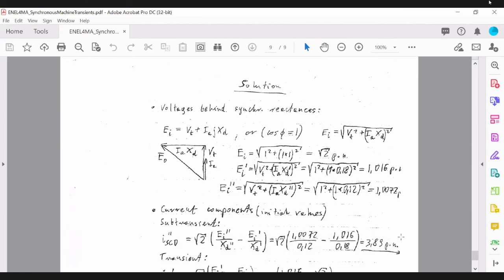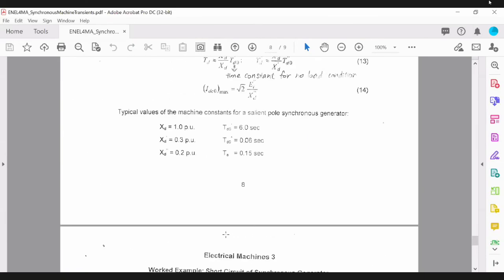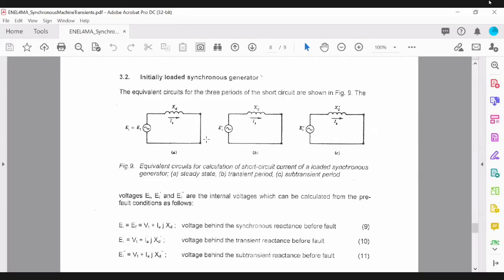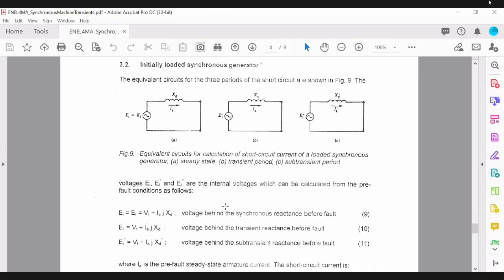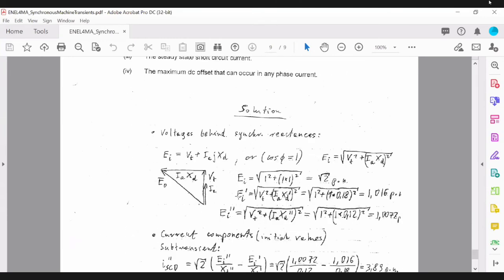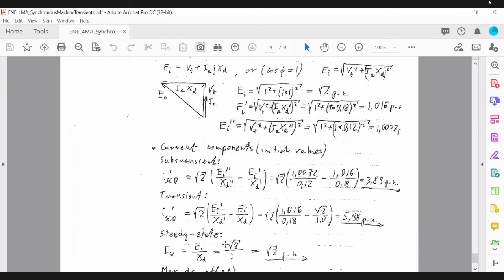Okay, so the reason why we are determining these voltages is we want to draw the equivalent circuits for each of the transient periods. So you'll have your subtransient, your transient, and your steady state. So we're determining these voltages, okay, and then we can determine the value of the short circuit current.